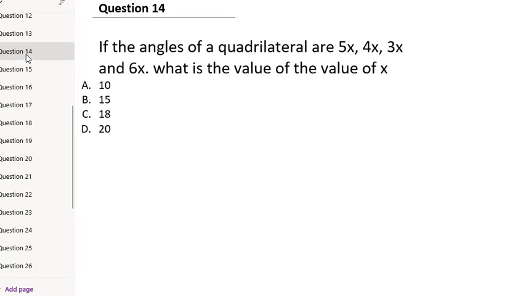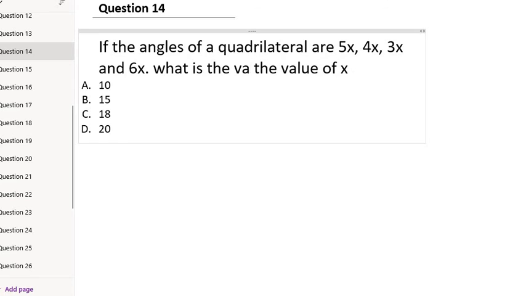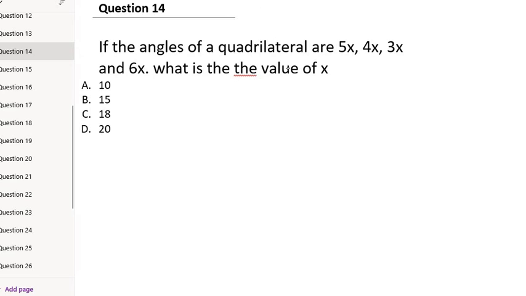Question 14. If the angles of a quadrilateral are 5x, 4x, 3x, and 6x, what is the value of x? Okay, this was repeated. I think this is an error. What is the value of x? So it should be this way. Now, the sum of the angles of a quadrilateral always equal 360 degrees. So 5x, remember, a quadrilateral is a polygon with 4 sides.